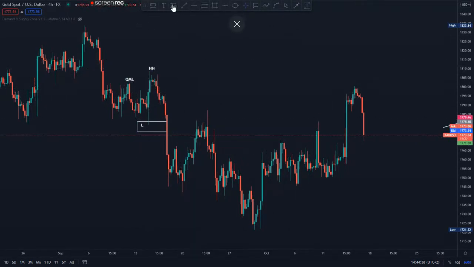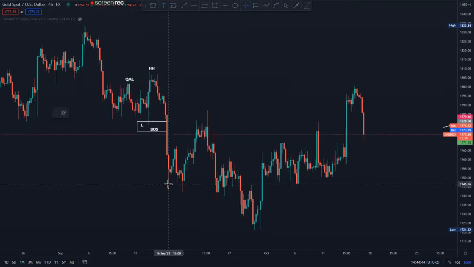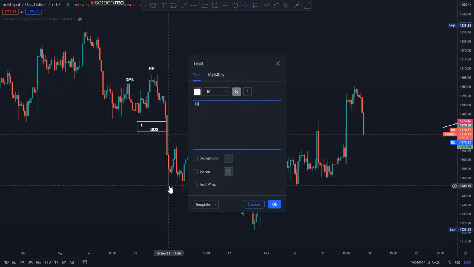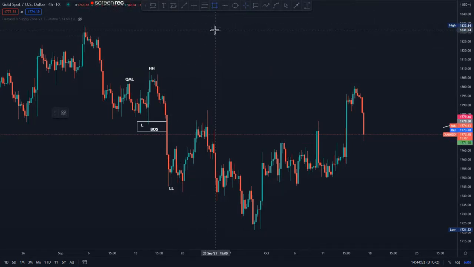This is all you need at the break of structure, and then the market has to form a lower low, and it did. You can see that it made the lower low here. So what other structures do you want to see?